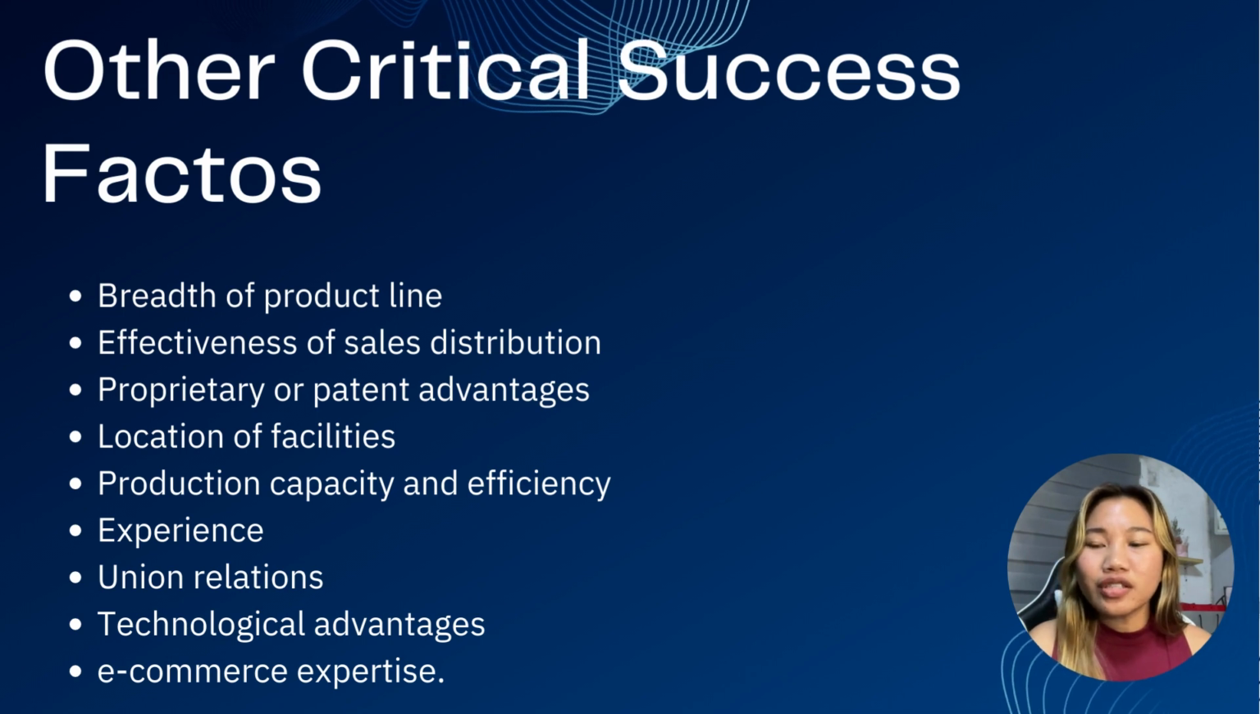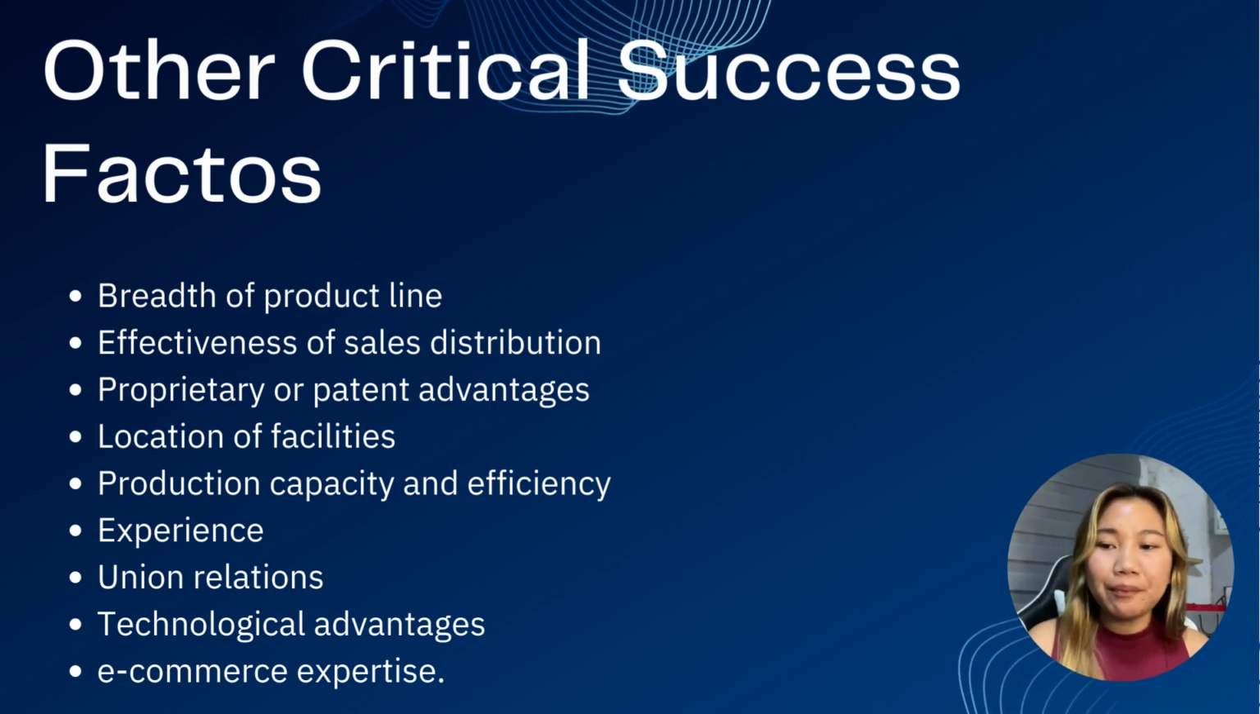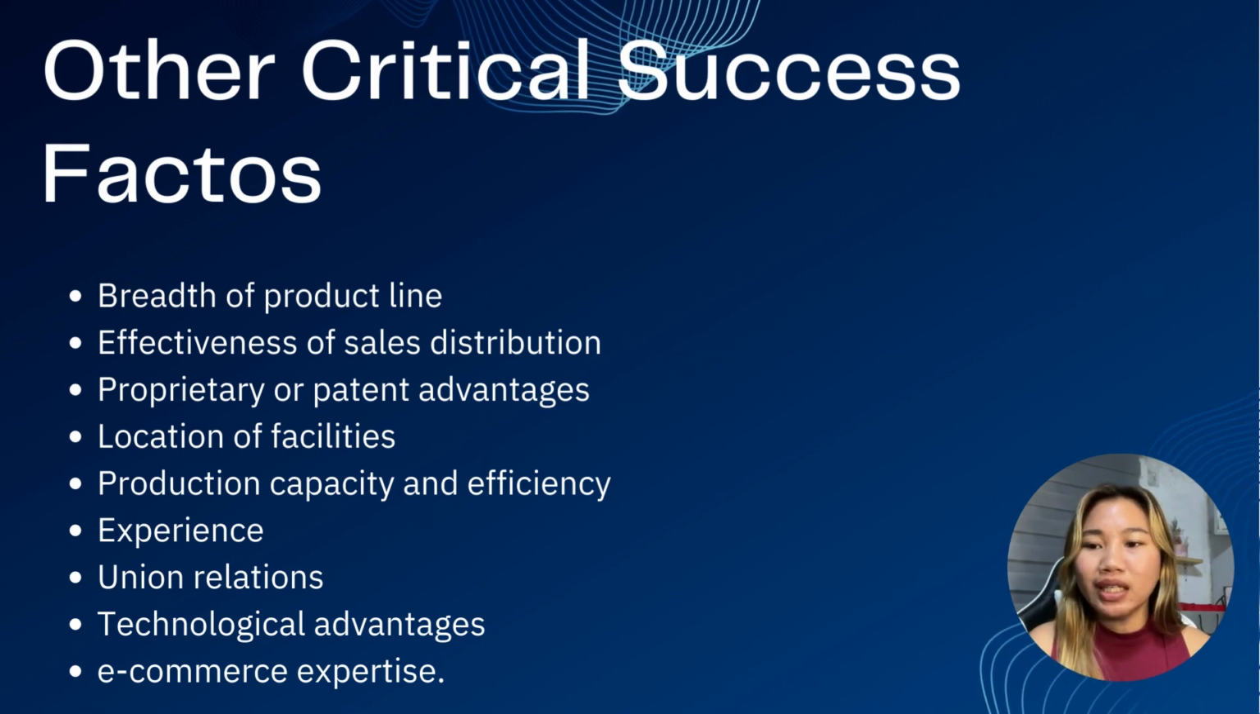Other than the critical success factors listed in the example CPM, factors often included in this analysis include breadth of product line, effectiveness of sales distribution, proprietary or patent advantages, location of facilities, production capacity and efficiency, experience, union relations, technological advantages, and e-commerce expertise.